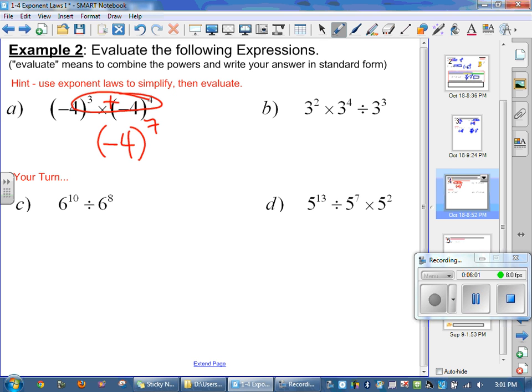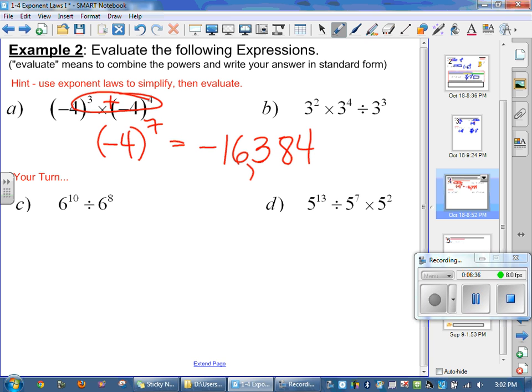Now in my calculator, I type in negative 4 exponent 7. And what am I going to get for an answer? Hands up. Negative 16,384. And it's a negative number. How can we know it's a negative number? We have an odd number of negative signs. So we have a negative answer.